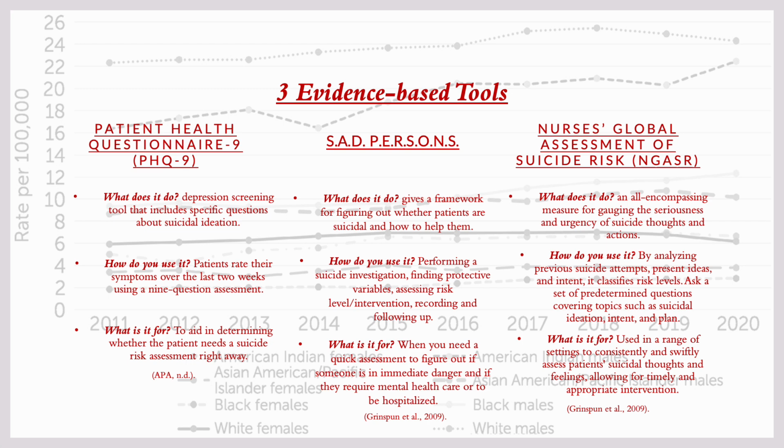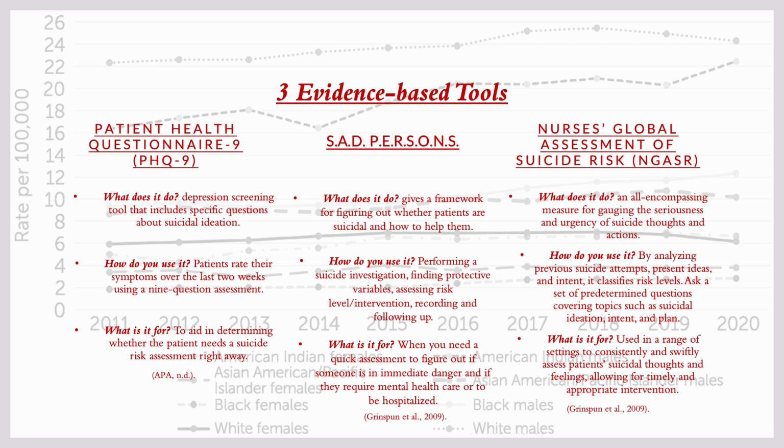Three evidence-based tools are the PHQ-9, which is the Patient Health Questionnaire 9, SAD Persons, and the Nurses Global Assessment of Suicide Risk, the NGASR. The PHQ-9 is widely used in all sorts of different settings as a depression screening tool, and it does specifically ask about suicidal ideation. You use it to ask about thoughts of self-harm or suicide and how they've been feeling lately within the past 2 weeks. It's an aid to determine whether the patient needs a suicide risk assessment right away or not.